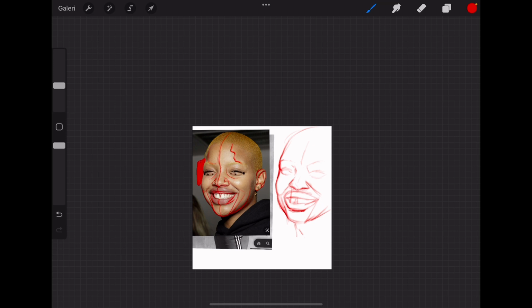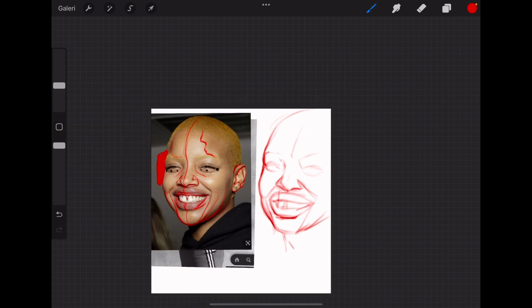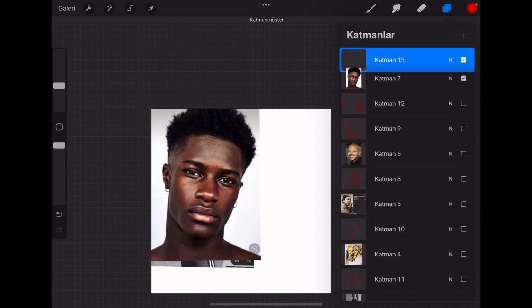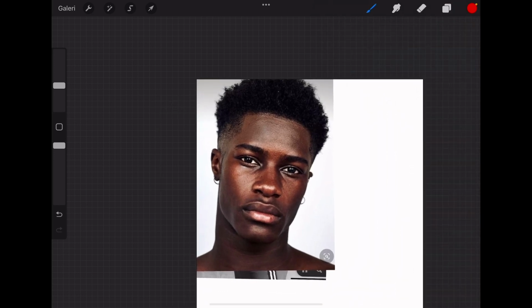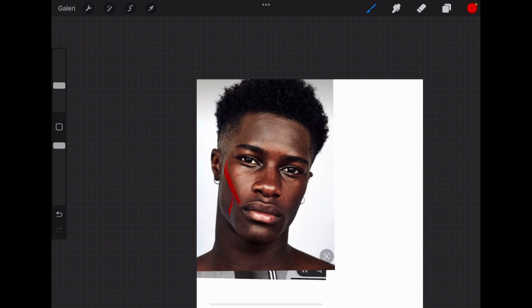This is pretty creepy. But again, I'm just gonna leave it like this. It was not my intention to make a full proper drawing with this too. Look at this plane. You can see it right here. Look at it. Just look at it.